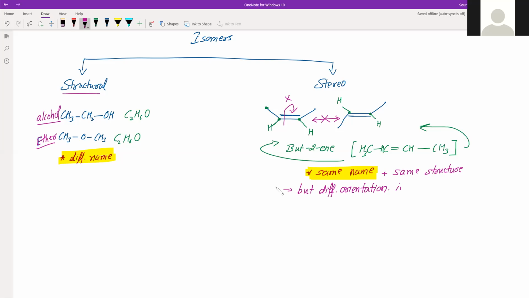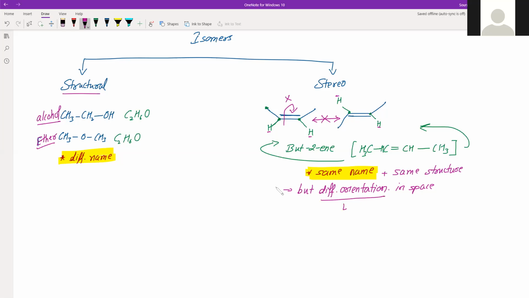In space, they have different orientation. So how to identify that? We can see that this H and this H are on the same side, while here they are on different sides, or diagonally opposite sides. Now, why do they have different orientation? What is the reason for that?